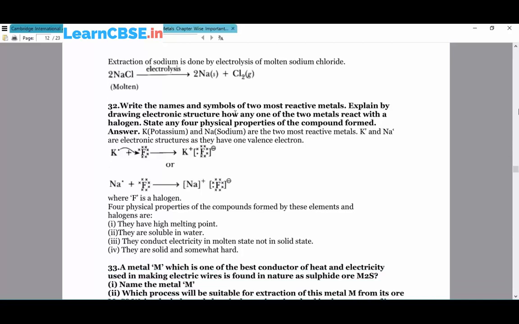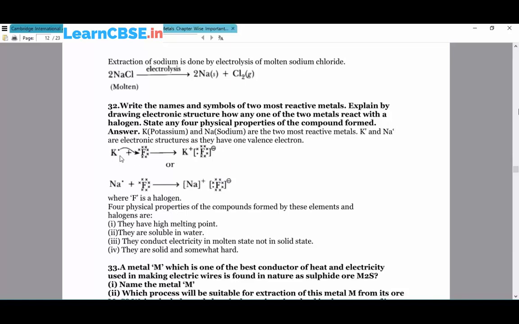Write the names and the symbols of two most reactive metals. Explain by drawing the electronic structure how any one of the two metals reacts with a halogen. State any four physical properties of the compound formed. Answer: potassium and sodium are the most reactive metals, present in group 1. K+ and Na+ are the ions formed, as they have only one electron in the outermost shell.